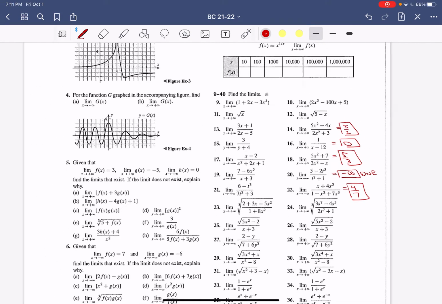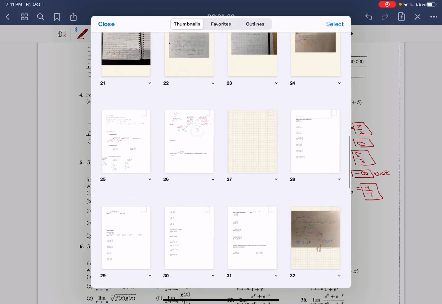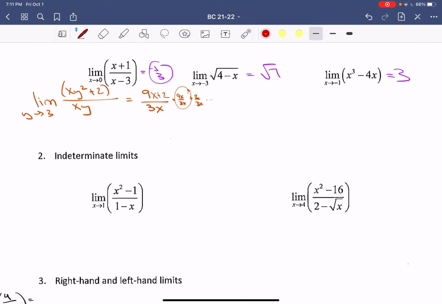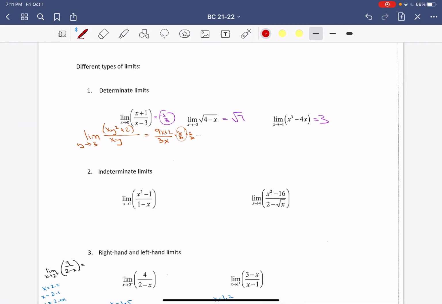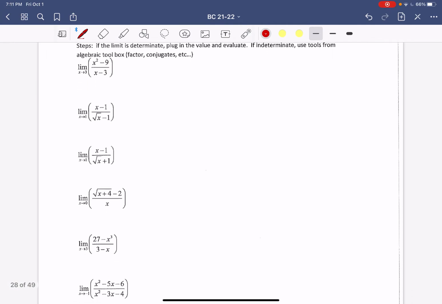Now I want you to go back to your notes, this other packet. We're going to talk about something else. There are two things I want to cover with you all. Actually, let's try and get some of your homework done. I think this is the next page. Here we go.